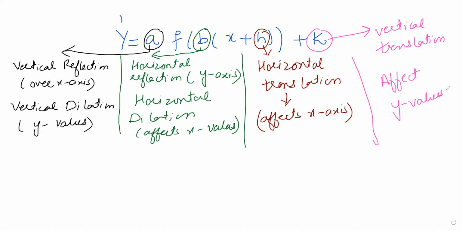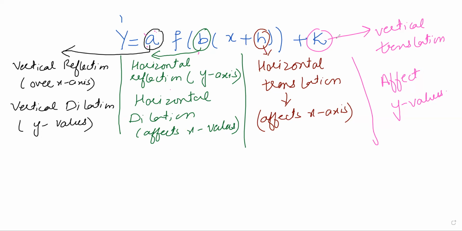We have the equation y is equal to a f of b x plus h plus k. A is whatever constant is multiplying before the function, which means it is going to give either vertical reflection or vertical dilation. B means it is going to give horizontal reflection or horizontal dilation. H means horizontal translation and K means vertical translation. So this is what we should know.